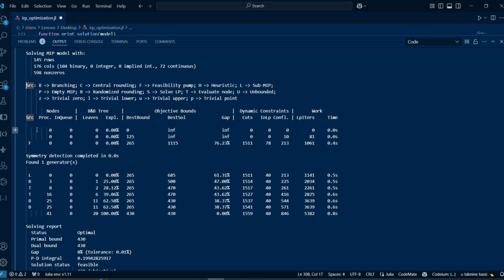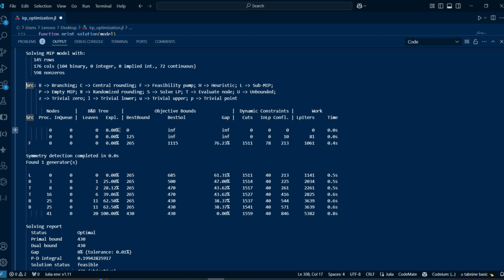Best bound and best solution. This matrix converged at 430, indicating that the solution is both feasible and optimal with no gap, and the tolerance is 0.01%, ensuring high precision. And how about LP, I mean linear programming iterations, a total of 5,382 iterations were required, with the majority allocated to strong branching and heuristic methods. And this demonstrates the complexity and computation effort involved.